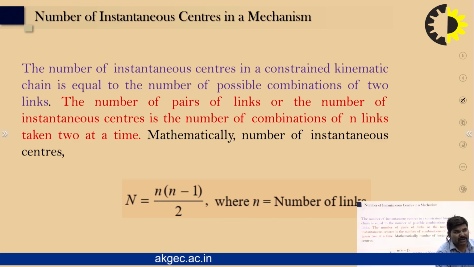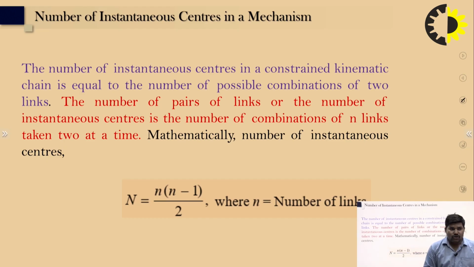In the instantaneous center method, we can say the number of instantaneous centers in constant motion is equal to the number of possible combinations of two links. So how do we find the number of instantaneous centers in a 4-bar mechanism or 5-bar mechanism? The number of instantaneous centers is the number of combinations of n links taken 2 at a time. Mathematically, N equal to n into n minus 1 by 2, where small n is the number of links.